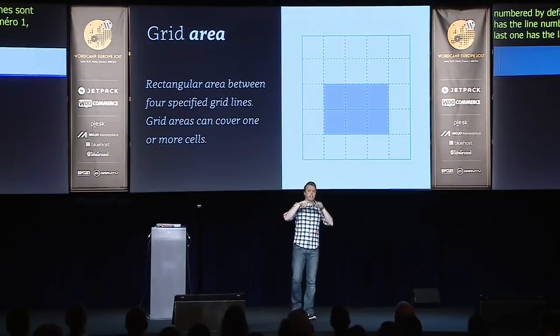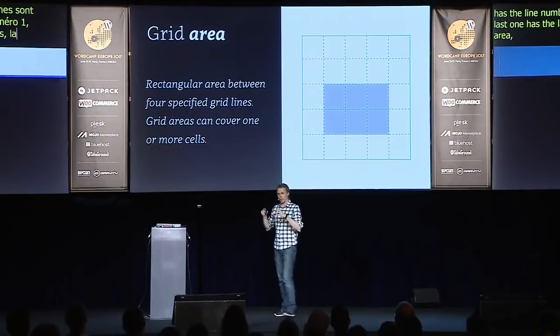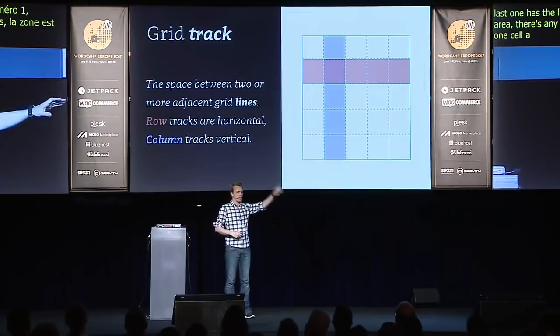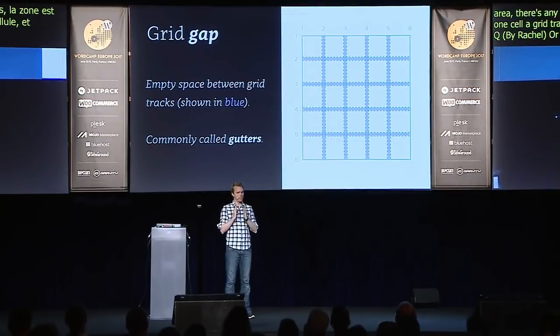A grid area is any defined rectangular area inside the grid that covers more than one cell. A grid track is either a horizontal track or a vertical track, so a row or a column. And a grid gap is the space between each of the cells if you choose to add, basically, gutters. CSS Grid in a nutshell.